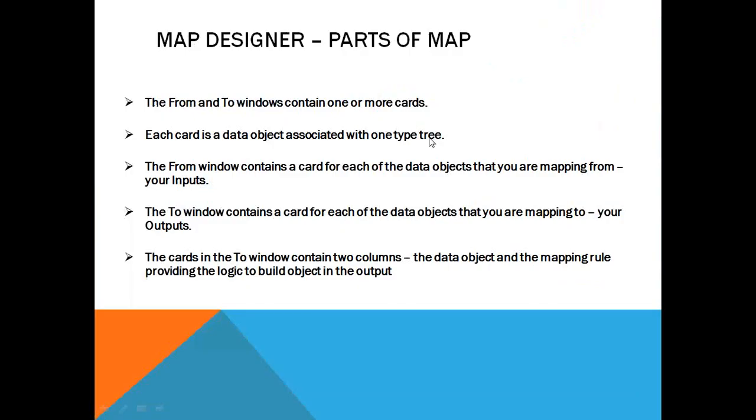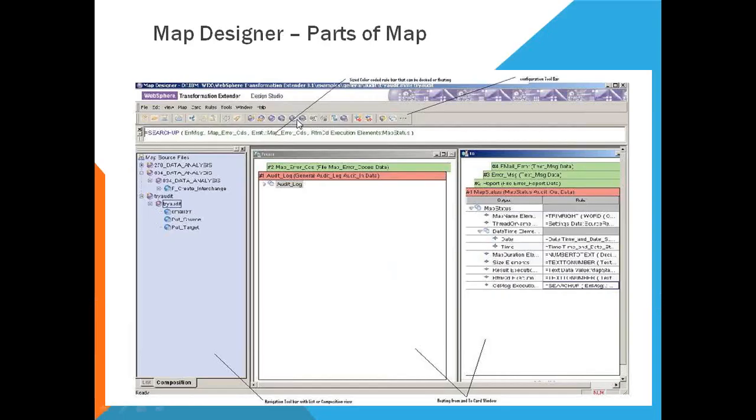Okay. Search up. Then parts of the map. So the parts of the map: it has a from window and a to window. So this is the from window, this is the to window. The from side will have input cards, and this side will have output cards.